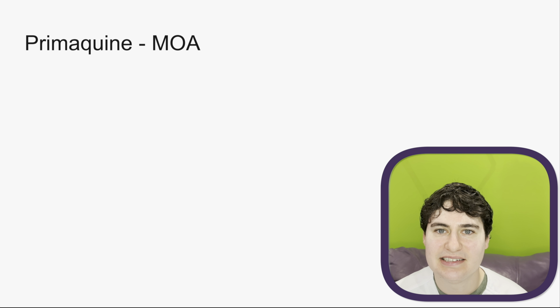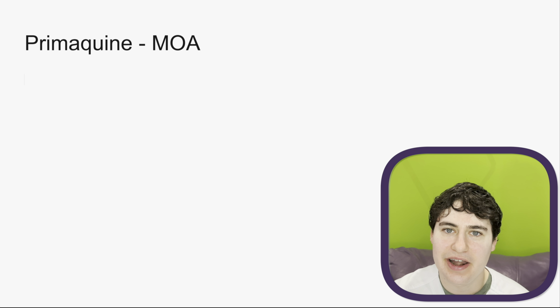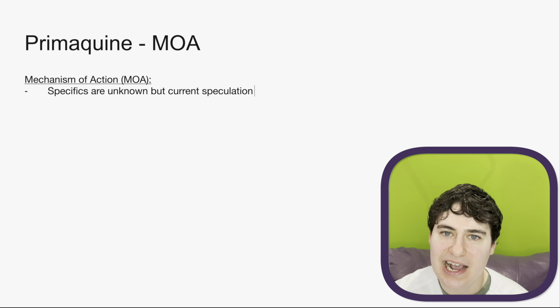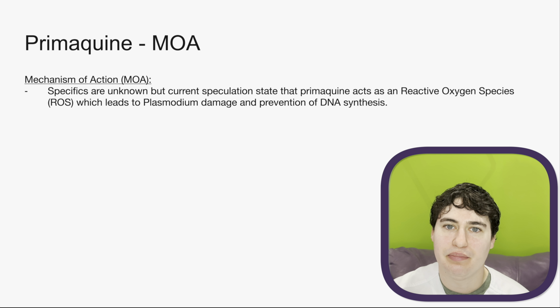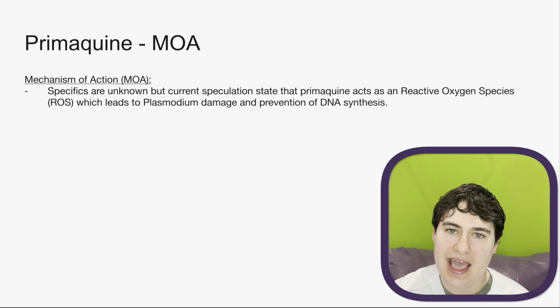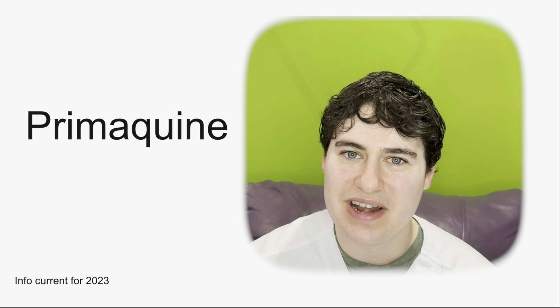Okay, so let's talk about the mechanism of action for Primaquine. It's a little bit shaky and unknown for science and medicine right now how this drug actually works. The current idea, on UpToDate and in the databases that I found, is that Primaquine acts as a reactive oxygen species, a ROS. And basically by this, it's damaging DNA and other components of the Plasmodium and inhibiting it from doing more DNA replication.